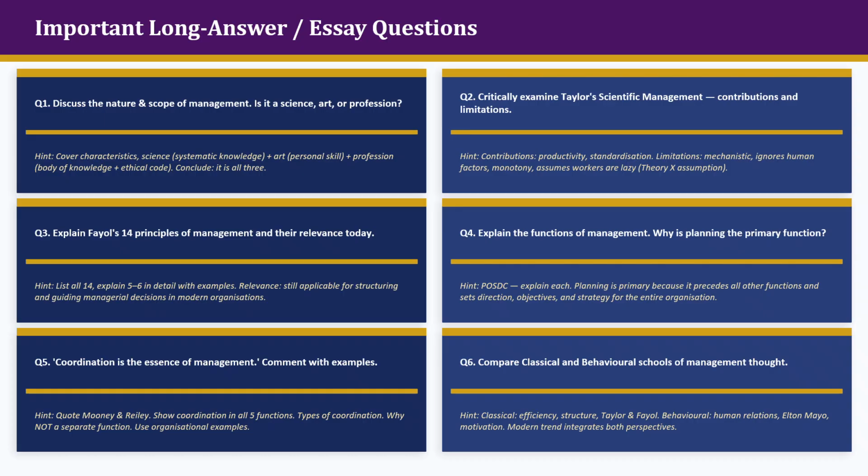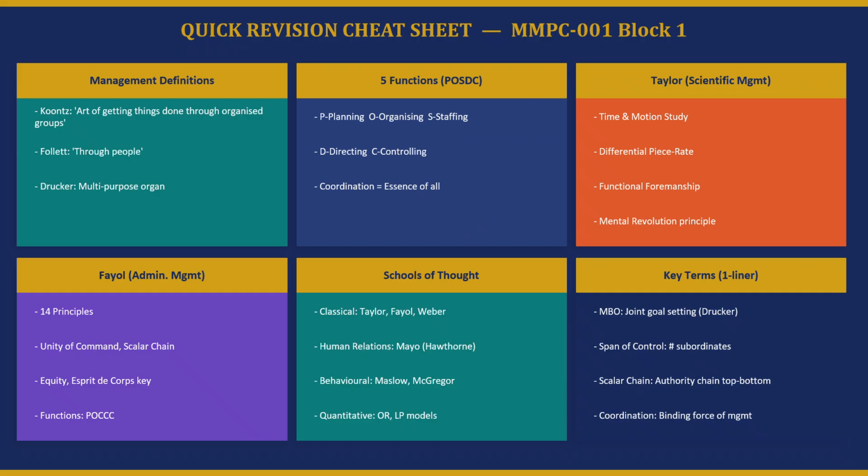Long answer questions. This slide highlights important long answer questions for exams. These include discussing the nature and scope of management and whether it is a science, art, or profession, critically examining Taylor's scientific management, including its contributions and limitations, explaining Fayol's 14 principles and their relevance today, explaining the functions of management and why planning is primary, discussing coordination as the essence of management, and comparing classical and behavioral schools of thought. Students should prepare structured answers with examples for these questions.